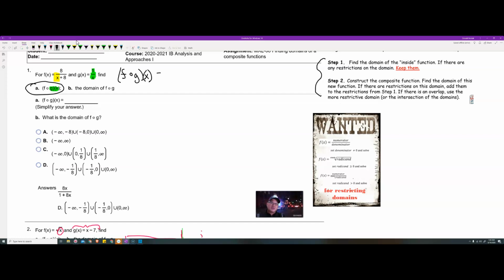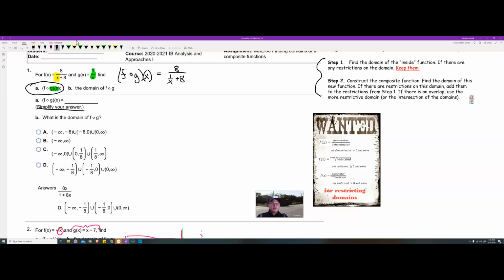What that's going to look like is I have 8 on the top. Now where that yellow x is, I'm going to put in 1 over x. And then I have plus 8. That's the composition of f and g. That's my answer for number 1.